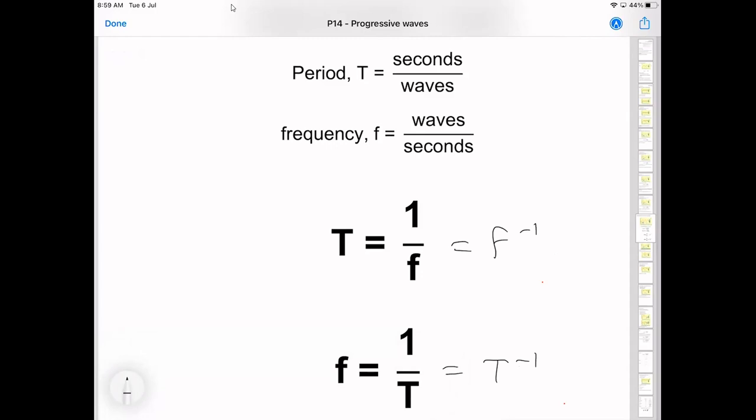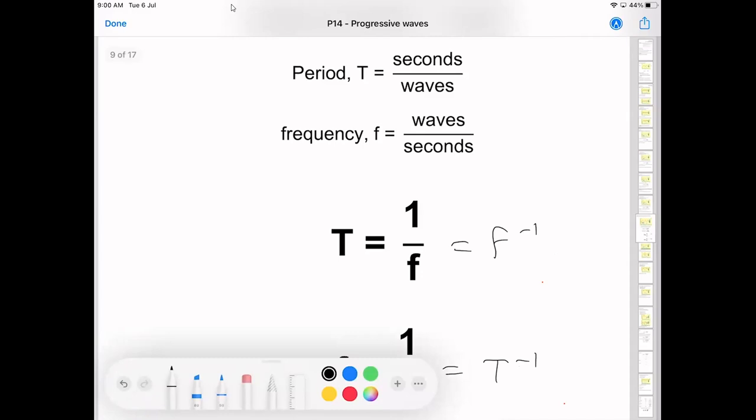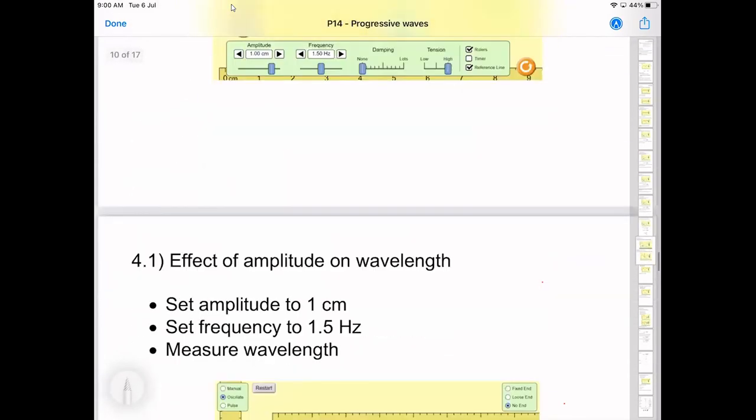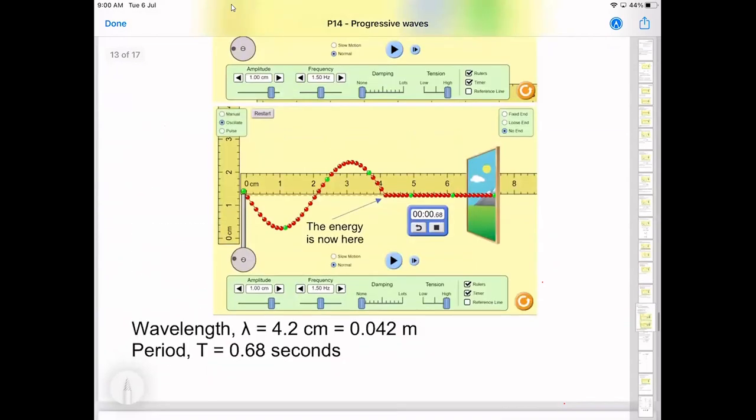Guys, please stop me. If you're not happy with that, I need you to tell me. So I'm going to guess everybody's happy with that. That's good. Excellent. So that's just a bit of math. Okay, then we can go back to the speed of the wave. This is at the bottom here somewhere.